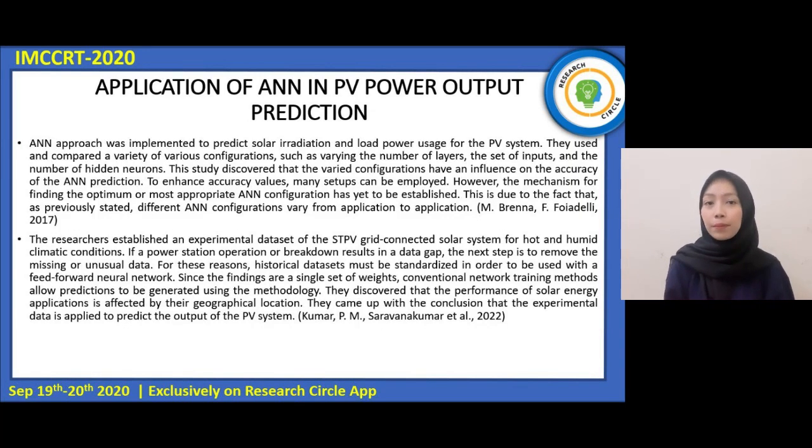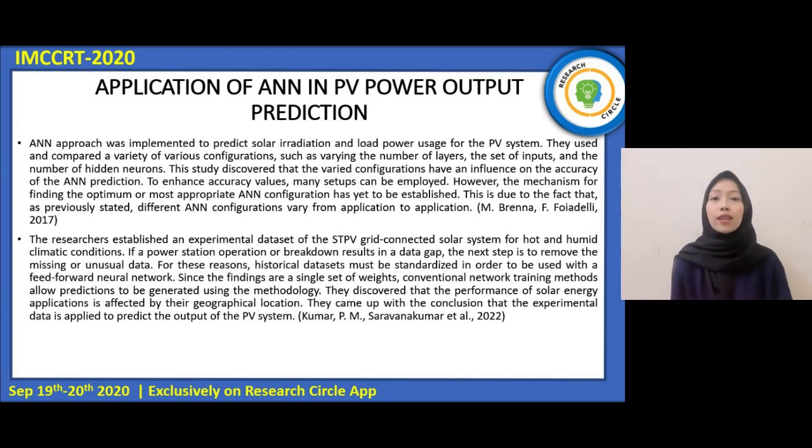An ANN approach was implemented to predict solar irradiation and load power usage for the PV system. They used and compared a variety of configurations such as varying the number of layers, the set of inputs, and the number of hidden neurons. This study discovered that the variant configurations have an influence on the accuracy of the ANN prediction. To enhance accuracy values, many steps can be employed. However, the mechanism for finding the optimum or most appropriate ANN configuration has yet to be established. This is due to the fact that, as previously stated, different ANN configurations vary from application to application.